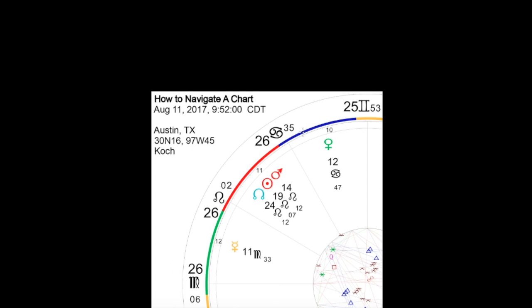Typically, most charts look pretty similar. And in the upper corner here, you'll get all the information. I just ran a chart and named it how to navigate a chart, but this is where your name would be. And then right here, that's actually where your birth time will be entered. And I just created a chart for this moment in time.